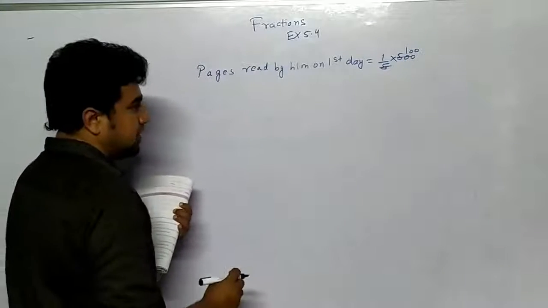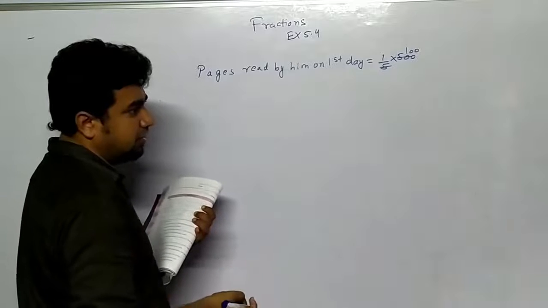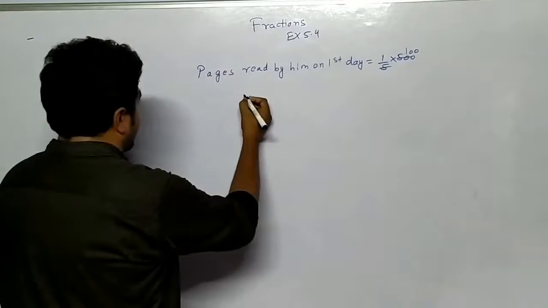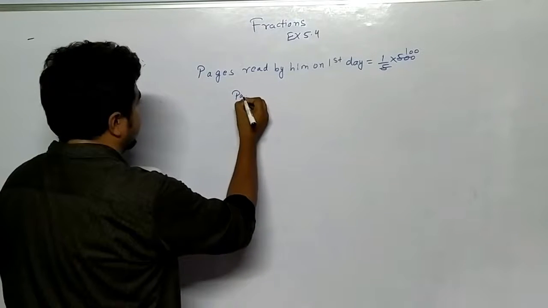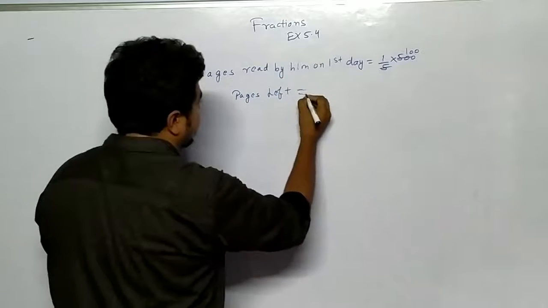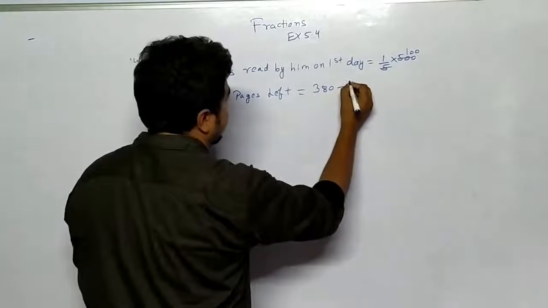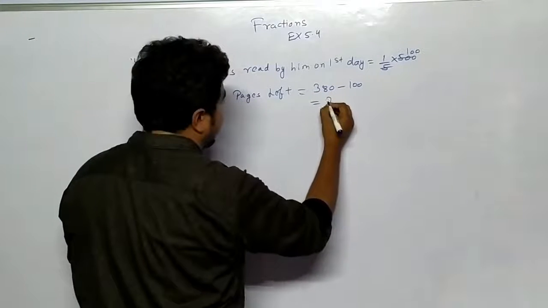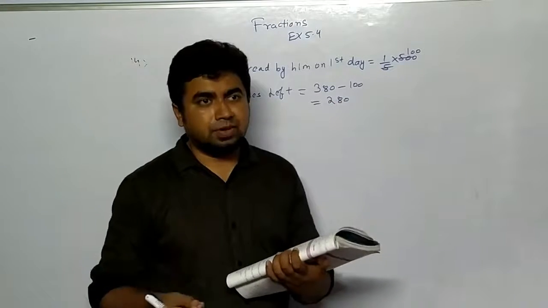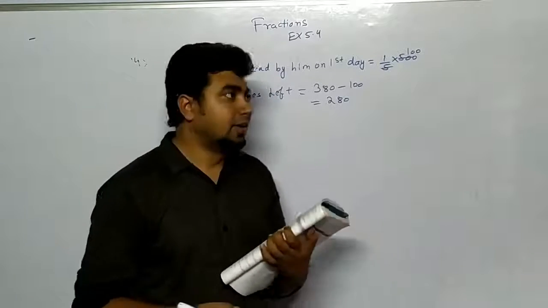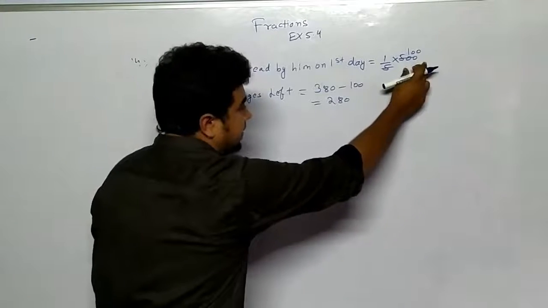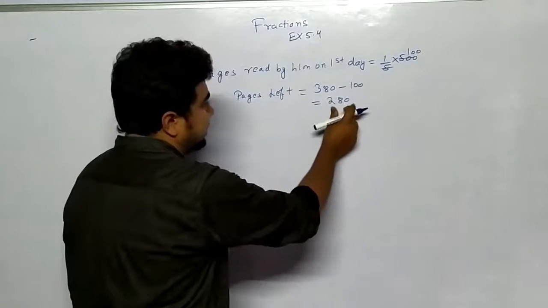As we have got, he read 120 pages on the second day. How many pages were left? You have to subtract this 100 pages also from 380. The final answer will be 280, because earlier I had subtracted only the pages read by him on the second day. We have to subtract the pages read by him on the first day also, which is 100 pages. So the final answer will be 280.